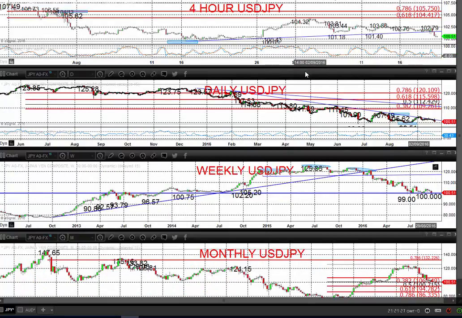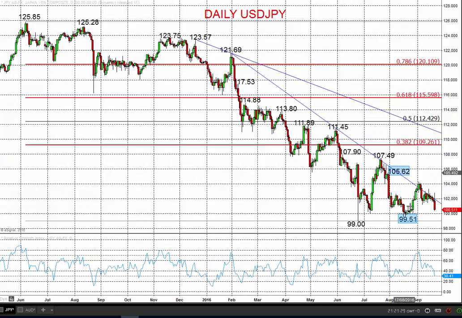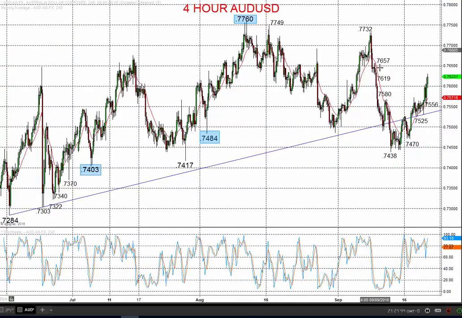If you can see on the bigger picture chart here on the daily chart, we've kind of earmarked 99.51 and 105.62 as broader range parameters defined by August, and a break of 99.51 would certainly signal an intermediate term more bearish shift.